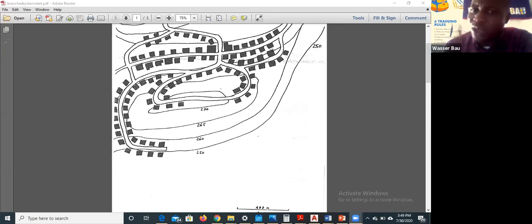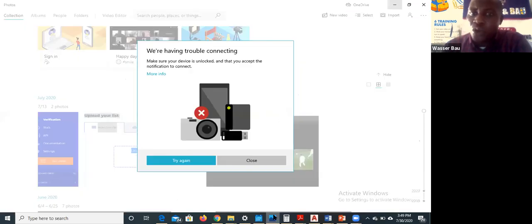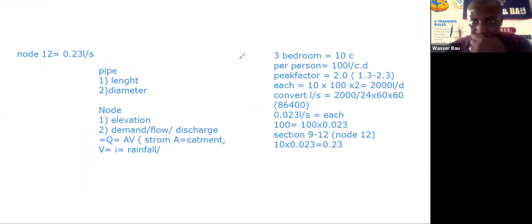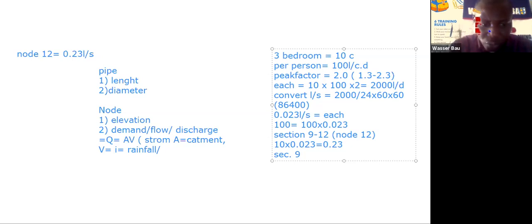So now let's say another 10 houses. If you have another 10 houses, that means for node 9 to 10 we also have another 10 houses. So therefore, we come down here. So here we say section, let me write it this way, section 9 to 10.